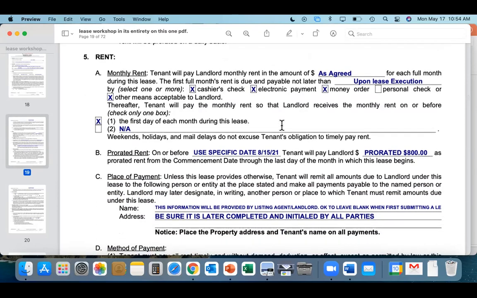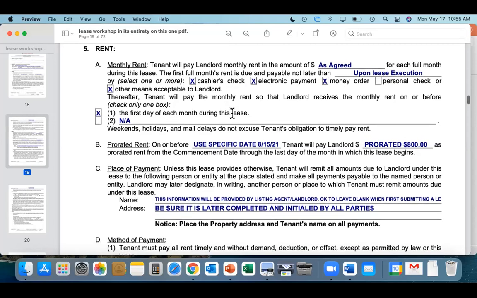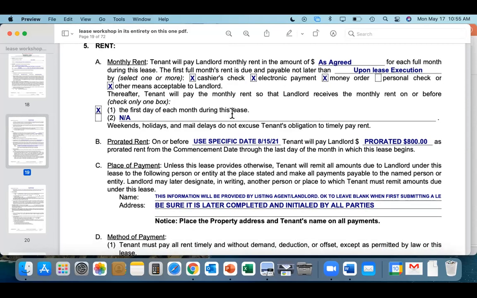Monthly rent. This is pretty self-explanatory. This is where we'll put in the amount of the monthly rent for the full month. The full month's rent is due and payable no later than upon lease execution. And then this tells you what form of payment the landlord prefers: cashier's check, electronic payment, money order. Notice I don't have personal check in here, or other means acceptable to the landlord. I don't know what else that would be, but you discuss with the landlord the forms of payment that he's going to be comfortable with.